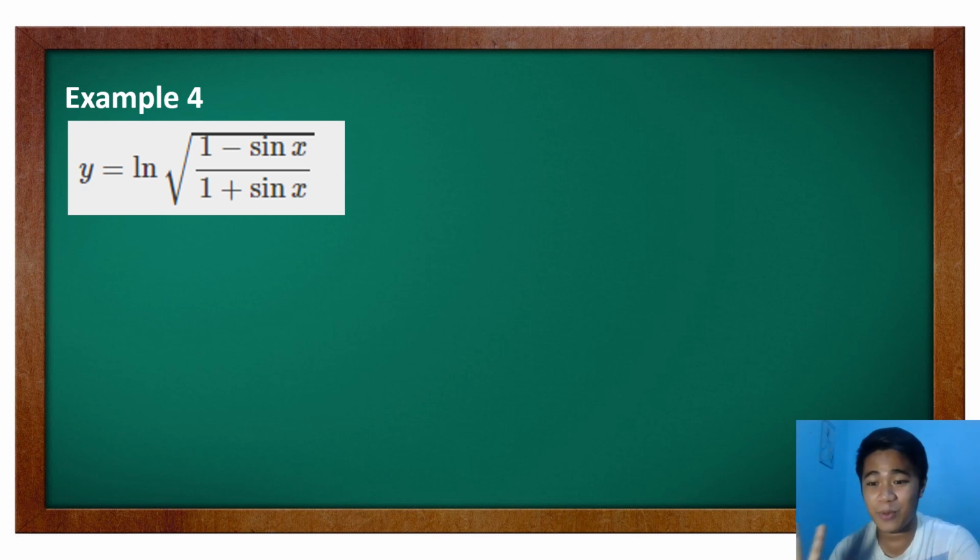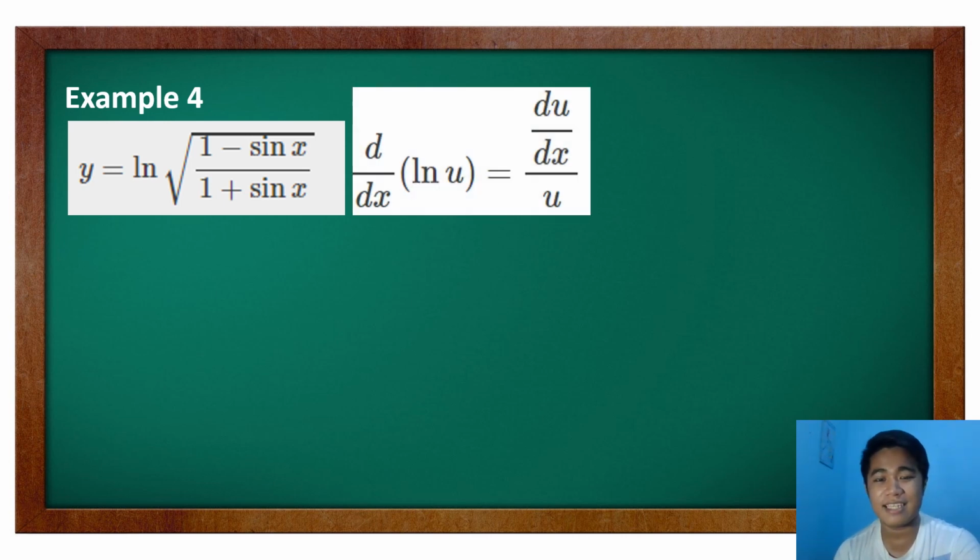Our fourth problem is y equals the natural logarithm of the square root of (1 minus sine x over 1 plus sine x). There is a natural logarithm involved in this problem, so we will use the natural logarithm rule for the differentiation of ln of u, where the square root of (1 minus sine x over 1 plus sine x) will be our u. If we differentiate ln of u, we will have du over dx all over u.